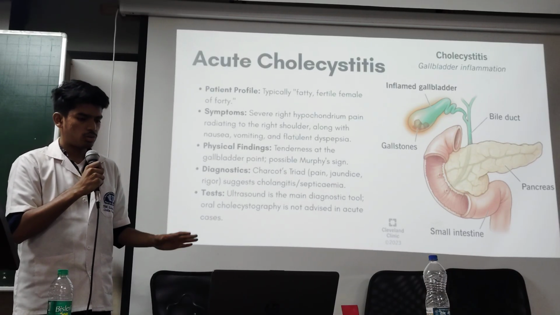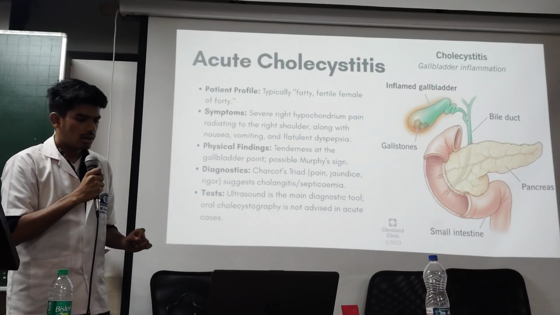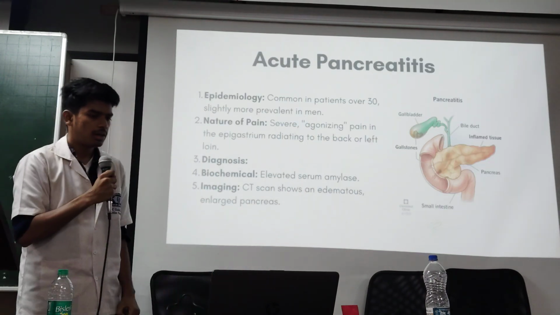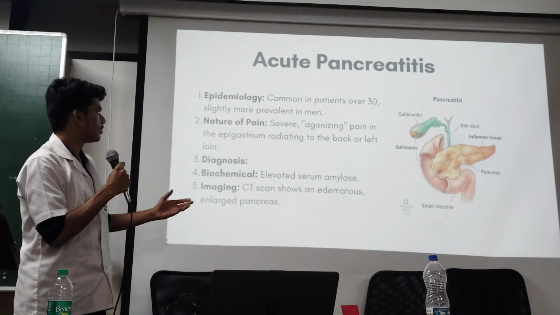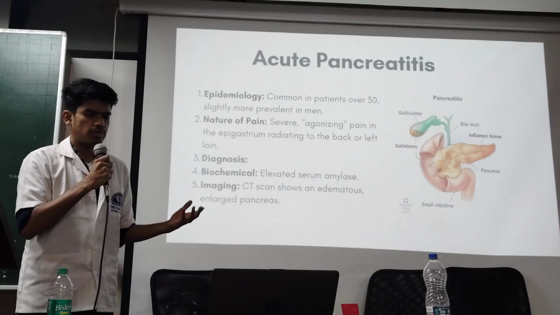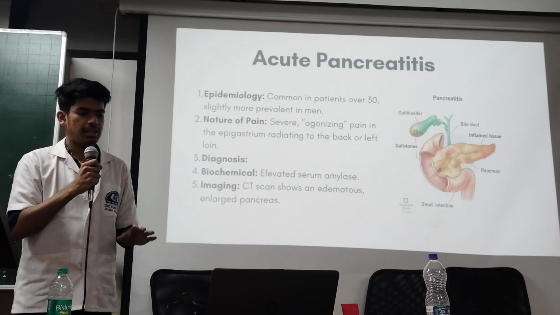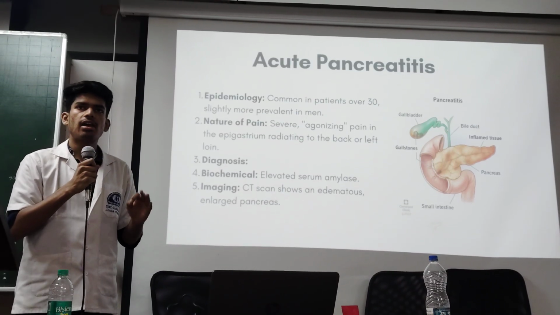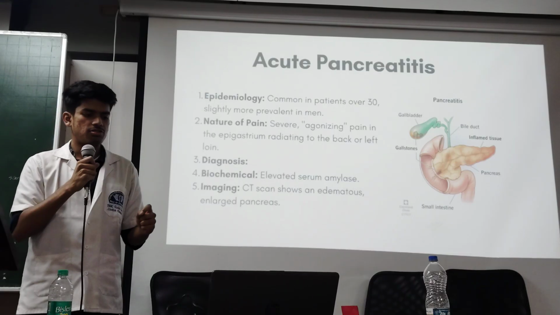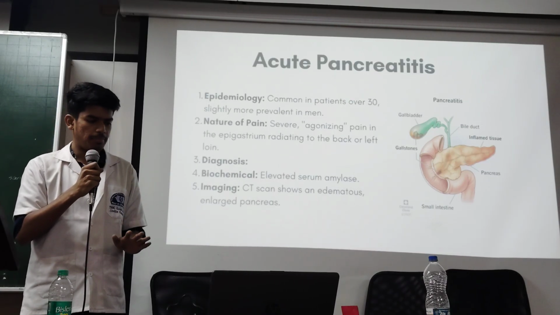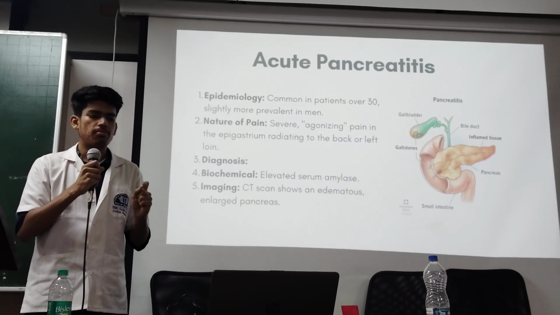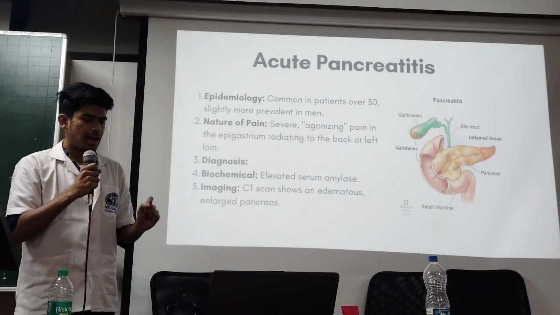The main diagnostic tool is ultrasound. Next, acute pancreatitis. It is common in patients over 30, slightly more prevalent in males than in females. There is severe agonizing pain in the epigastrium radiating to the back or left loin, with elevated serum amylase, and it can be diagnosed with a CT scan.